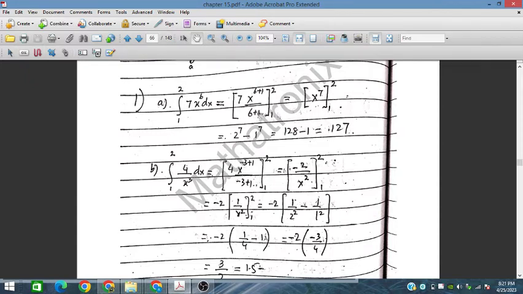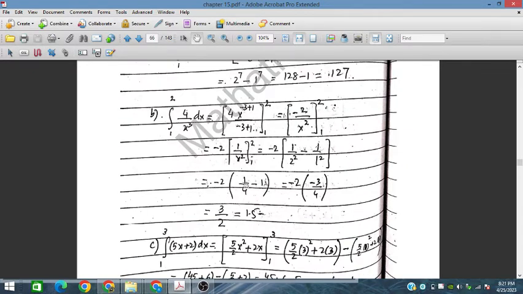So 6 plus 1 is 7, the 7 cancels out. So this is x^7, 2^7 and then 1^7. This is 128 minus 1, and this is 127. Similarly, this 4x^-3 can be evaluated easily.